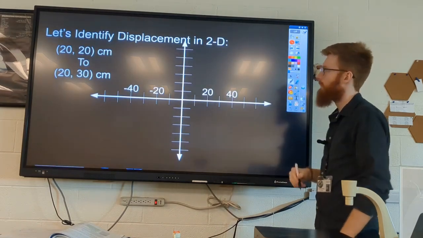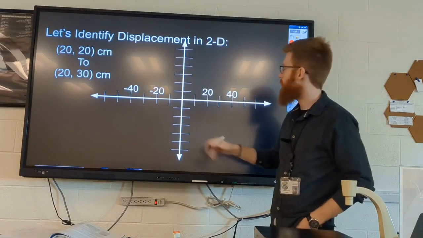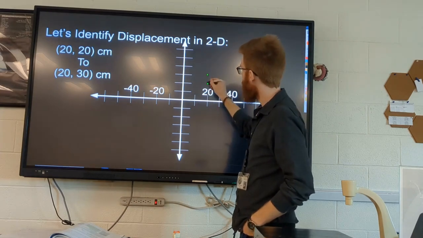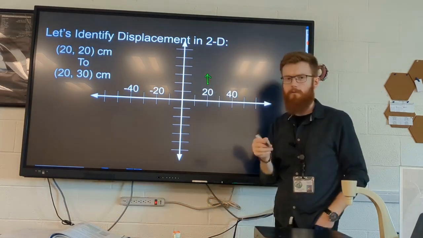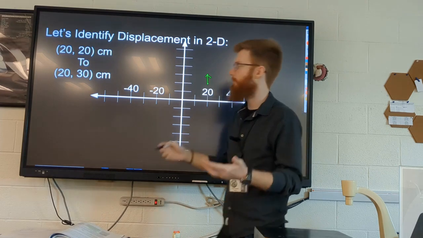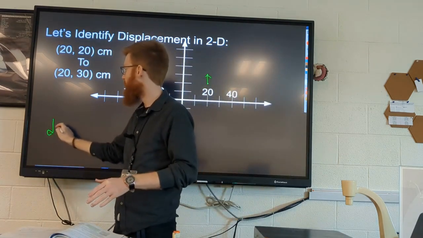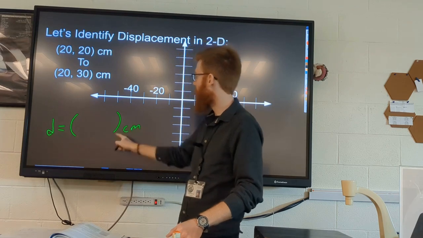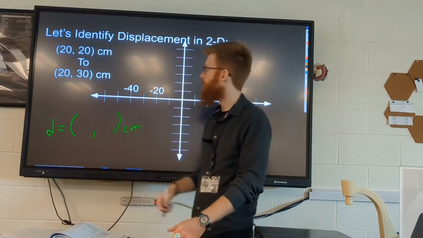So now let's complicate things a little bit more. Jump to 2 dimensions, starting at (20, 20), going to (20, 30). Here, for our displacement, we could write it a couple different ways. For now, though, we're going to keep things relatively simple and list it as an ordered pair. And I'm going to put the units on the outside so I don't forget.